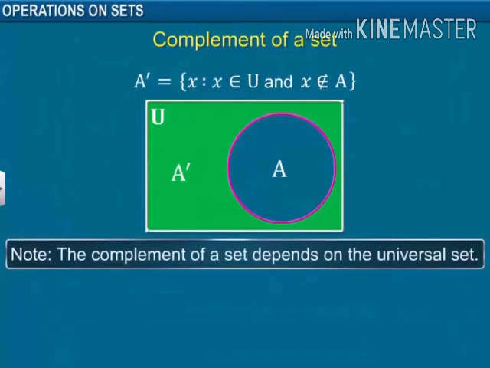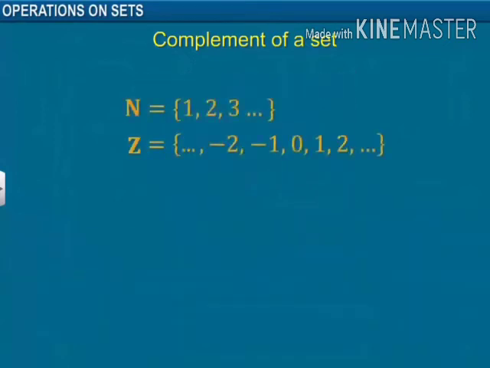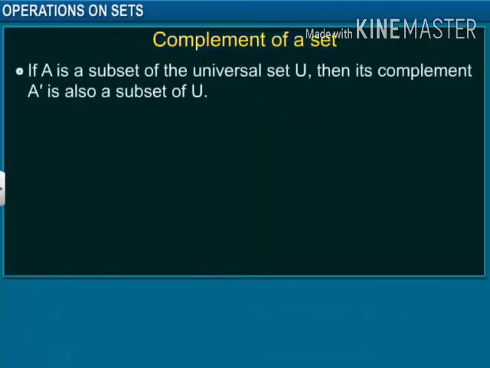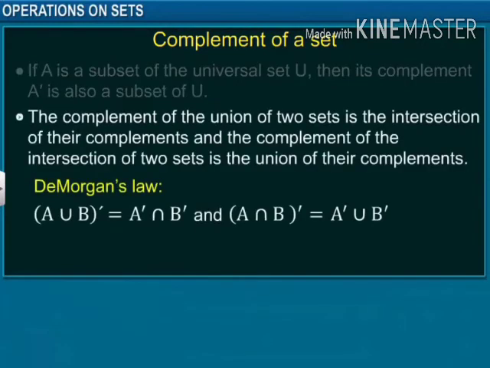For example, let's find the complement of the set of natural numbers with the universal set being the set of integers. The complement of set N is shown here. A few observations on complements of sets. If A is a subset of the universal set U, then its complement, A dash, is also a subset of U. The complement of the union of two sets is the intersection of their complements, and the complement of the intersection of two sets is the union of their complements. These are called De Morgan's laws.